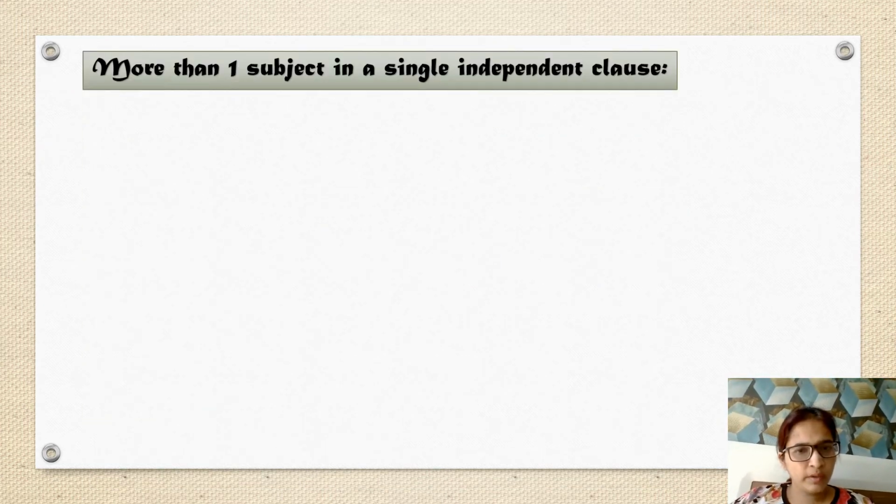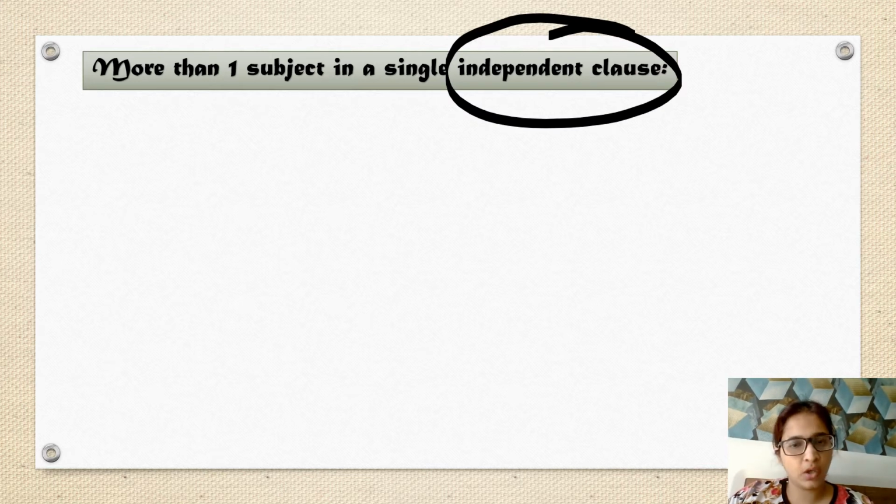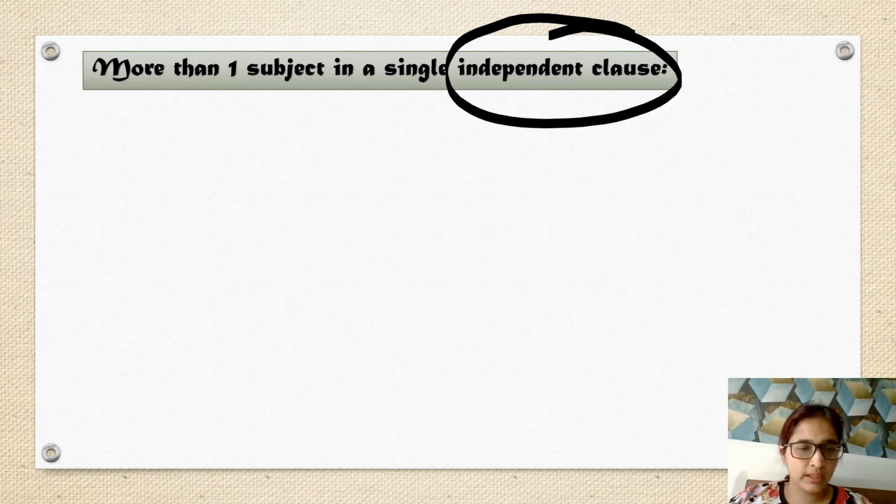In the next case, there is more than one subject in a single independent clause. Firstly, what is an independent clause? An independent clause is a clause which can stand by itself. It does not need the support of any other clause. It can make sense by itself. That is called an independent clause.